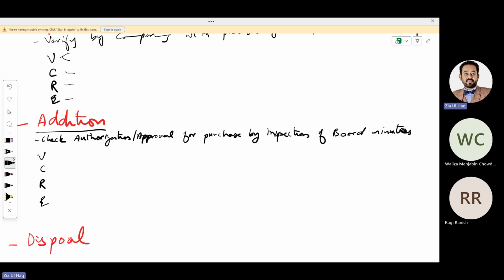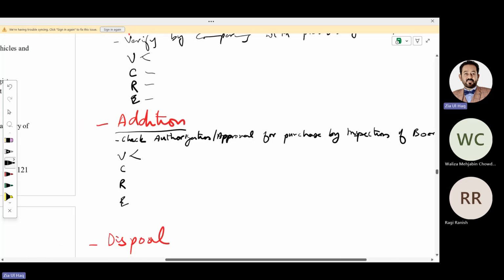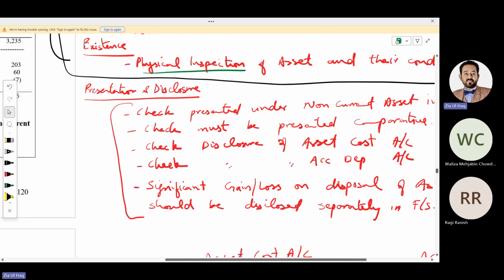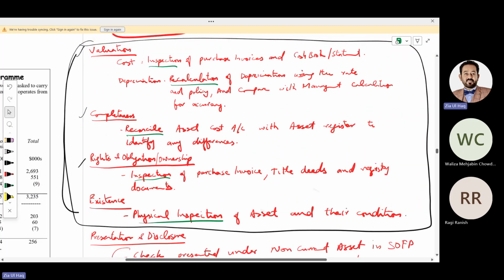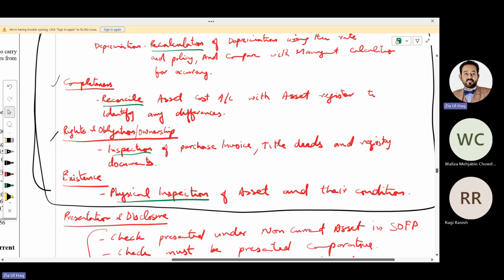So what about furniture? Again, for furniture, everything. If it's a huge amount, we need to check its authorization. And then valuation, cost, by inspection of invoices and cash book. Depreciation, recalculation using the rate and policy. Completeness, reconcile asset cost account with the asset register. Rights and obligation, inspection of title deeds, purchase invoices and registry documents. And existence, physical inspection of assets and their condition. Is that fine?